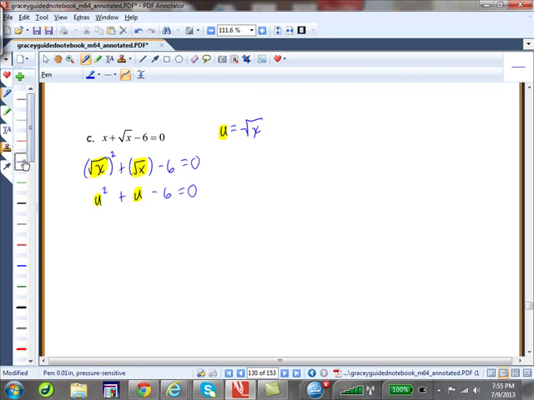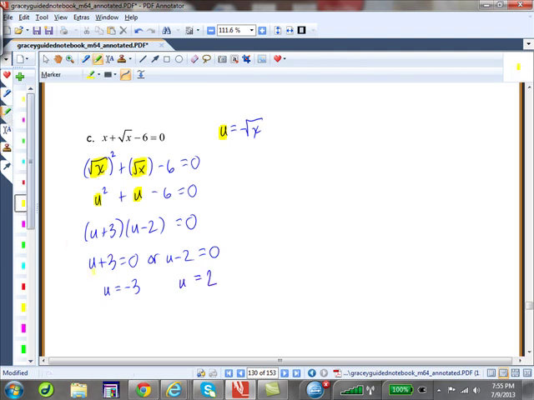And this is also something we can factor. u plus 3 times u minus 2 is 0. So u plus 3 is 0, or u minus 2 is 0. u is negative 3, or u is positive 2. And then we've got our values for u. So we come back over here. This was our substitution. So we say, okay, negative 3 is root x, or 2 is root x.